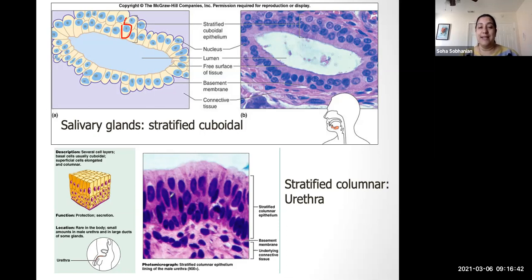The next picture, you can see the cells are more elongated. Ooh, I don't know what happened. So you can see the cells are more elongated. So here is one cell, here is another cell. So these are columnar cells, again, stacked on top of each other. So that makes it a stratified columnar. And the example is found inside your urethra. And it's more common in actually male urethra because male urethra is longer. In female urethra, usually just stick to the stratified squamous epithelium, but you don't need to know that detail.